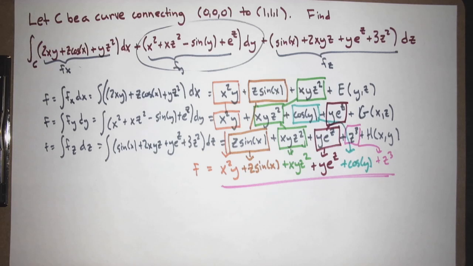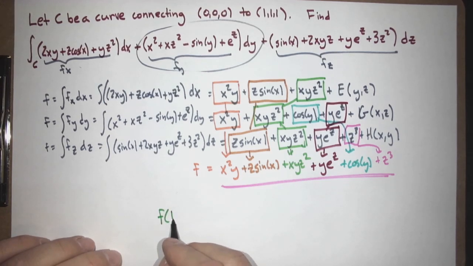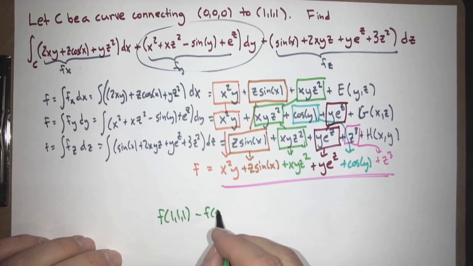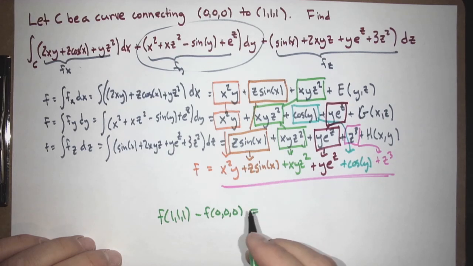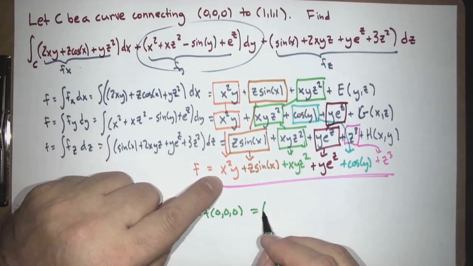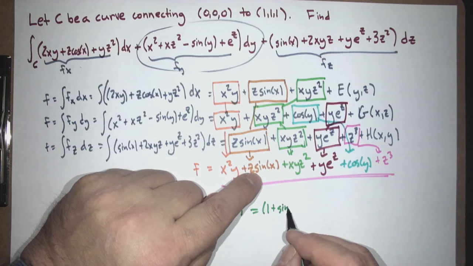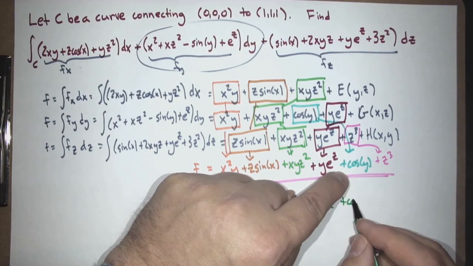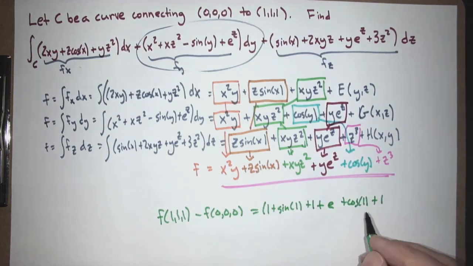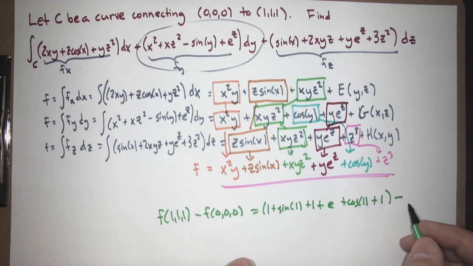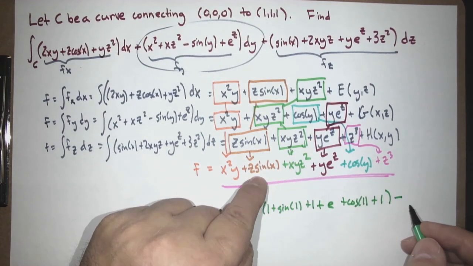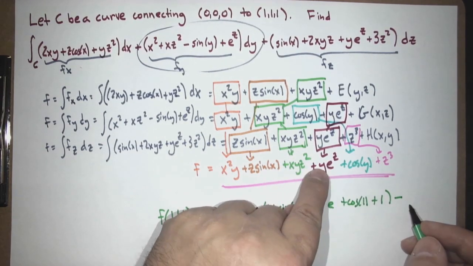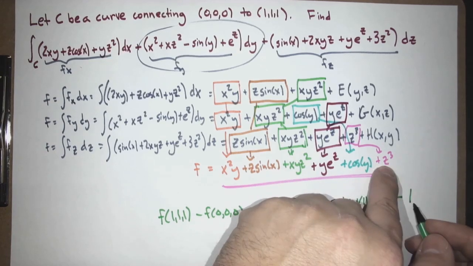Make sure the overlaps agree, and then put it all together. So to finish the problem, what do we do? Plug in 1, 1, 1. Subtract 0, 0, 0. Plug in 1, 1, 1. You get 1 plus sine of 1 plus 1 plus e plus cosine of 1 plus 1. Subtract, plug in 0, we get 0, 0, 0, 0, 1, 0.